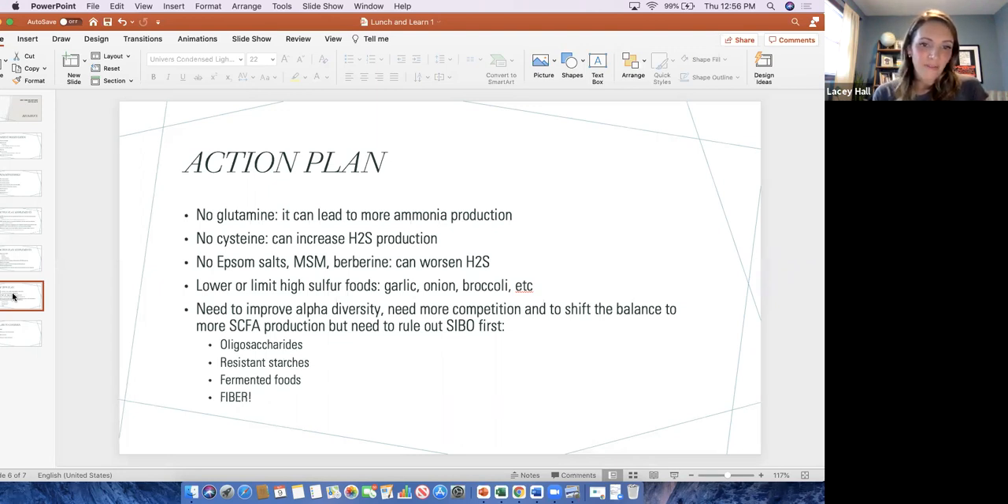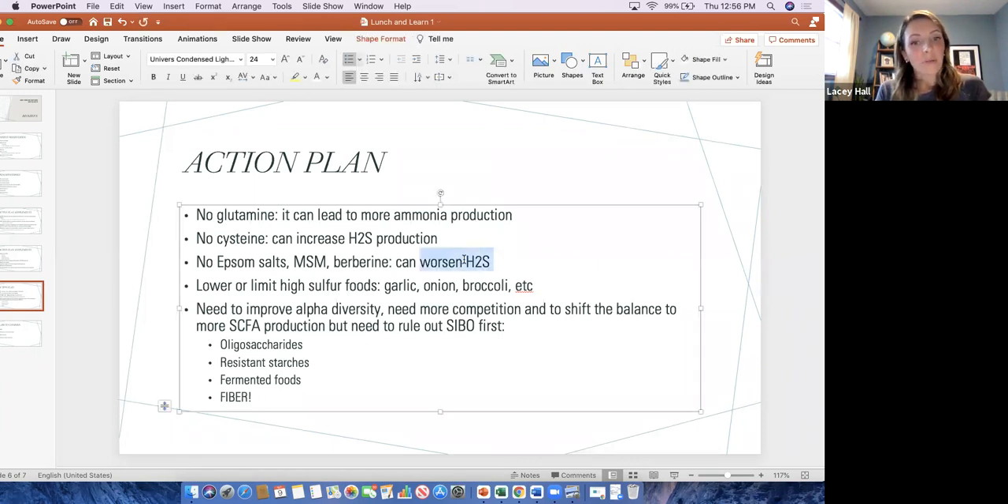So improving that alpha diversity piece, again, is going to be step one. And in order to do that, first we need to make sure there is no SIBO present. We don't want to add fuel to the fire and get a bunch of bacteria growing in her small intestine. We want them to grow in the dark depths of your colon. So oligosaccharides, especially that galacto-oligosaccharide, being really important for, and clinically shown to help lowering hydrogen sulfide.